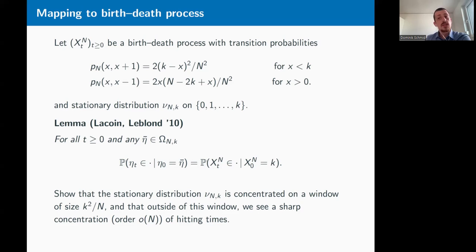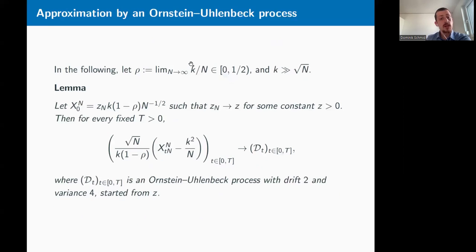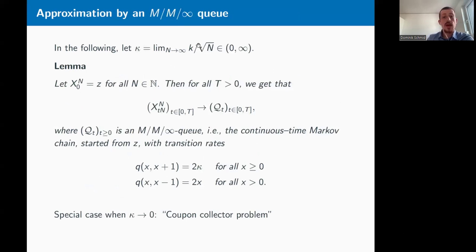And then what we do is show that you can understand this birth-death process very well by approximating it using an Ornstein-Uhlenbeck process in the case where k is growing much faster than square root of n. And in the case where k divided by square root of n goes to a constant kappa, you can show that it converges to an infinite-Q process. And in the Gumbel special case, this reduces in some sense to just a coupon collector problem. So this is just a brief overview of what we can do also in the case of the complete graph, and we are looking back to the talk by Evita.